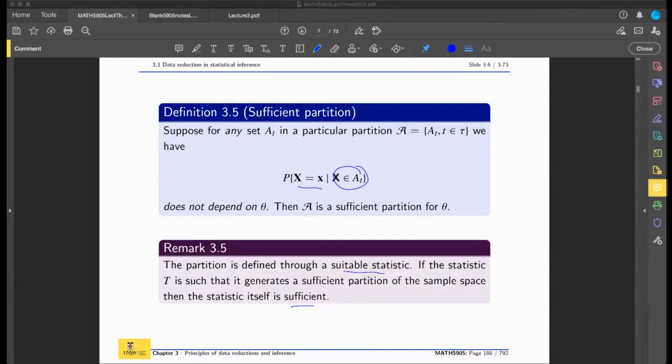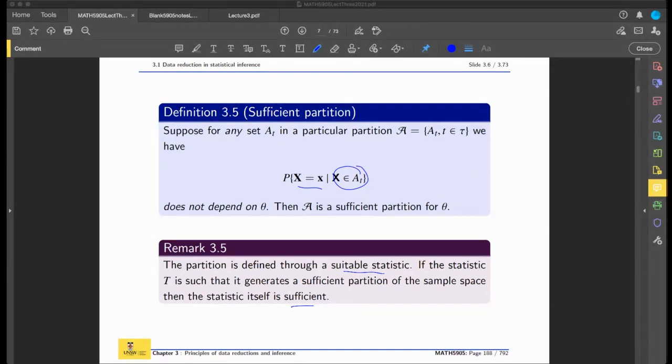Welcome everybody, welcome back. We finished off on Wednesday talking about this principle of data reduction. We want to go from a sample of n observations and reduce this to a statistic, which typically is just some sort of function of my sample, which has a much smaller dimension. And we want to perform this transformation without losing any information about theta.